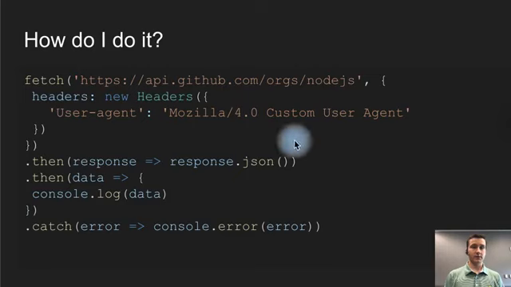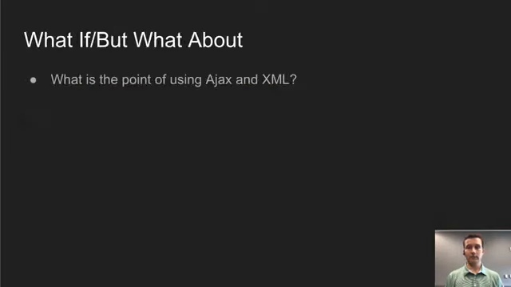So here's the solution. We've added a new set of headers and we specify the user agent, and we're calling this method. So what if, what about? What is the point of using Ajax in XML? What is the point of using fetch? The Fetch API provides a JavaScript interface for accessing and manipulating parts of the HTTP pipeline, such as requests and responses. It also provides a global fetch method that provides an easy, logical way to fetch resources asynchronously across the network.